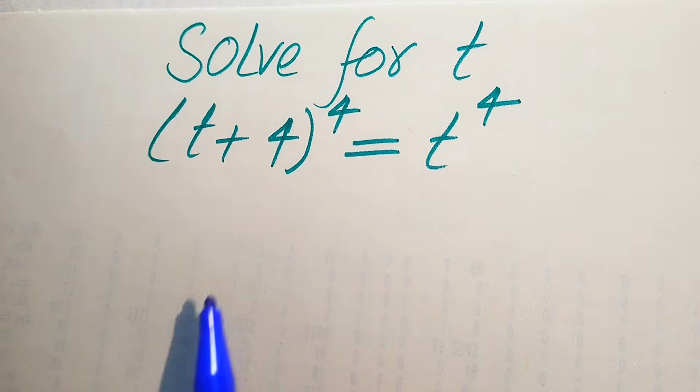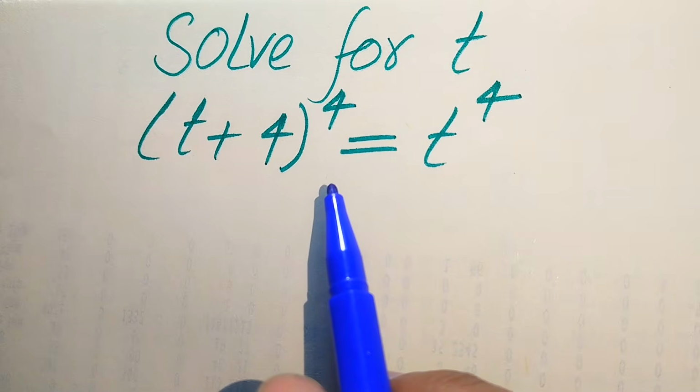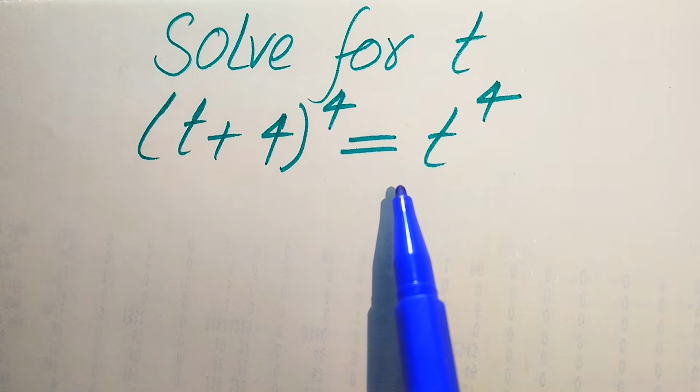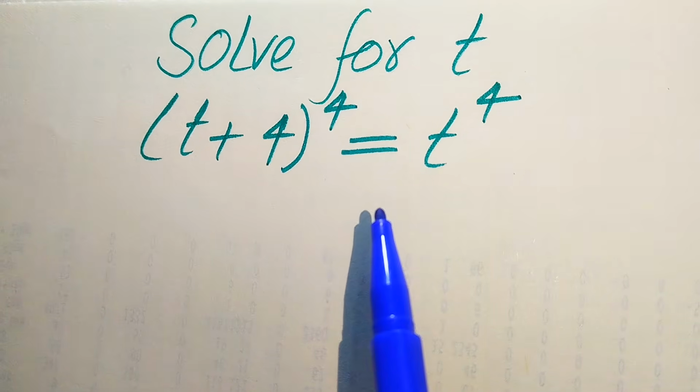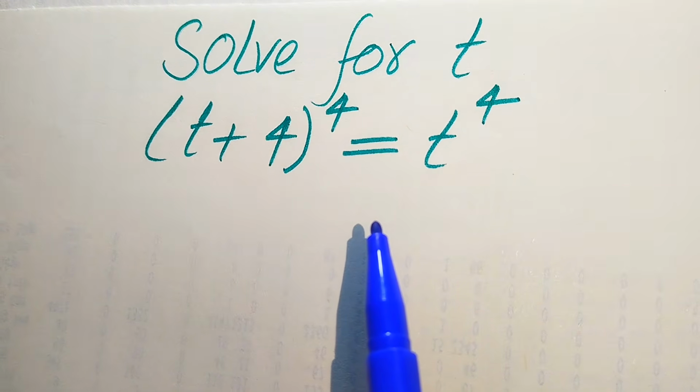So here we have (t + 4)^4 = t^4, and we solve this problem for all the values of t. So here we need to find all the four roots of this equation.